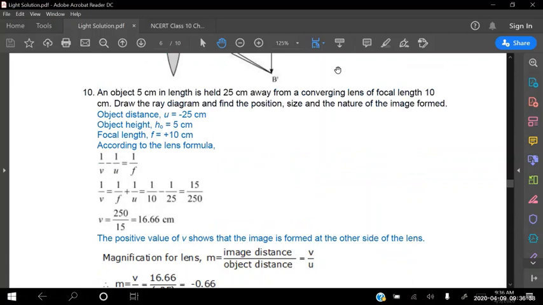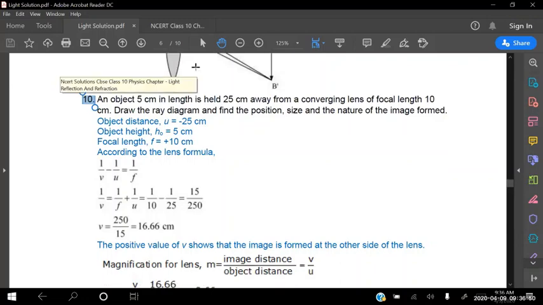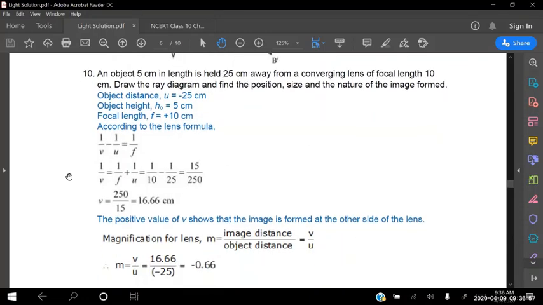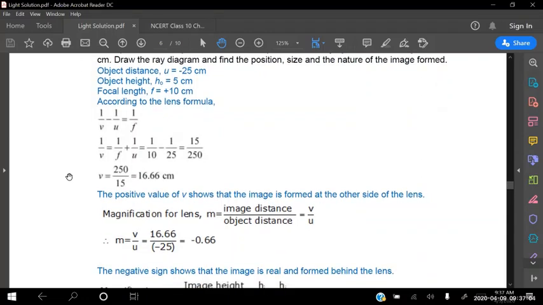In question number 10, an object is 5 centimeter in length. So height is given 5. Object is 25 centimeters away, that means -25, and focal length is 10. Converging, convex. I made the diagram on the board. But use the lens formula, put all the values. Now 10 and 25, it is up to you. Even we can have 50, but 250 is the direct multiplication, so it will be easy for you.